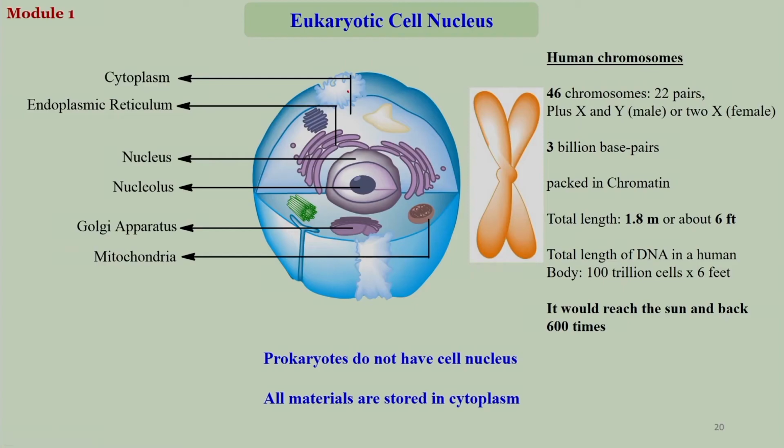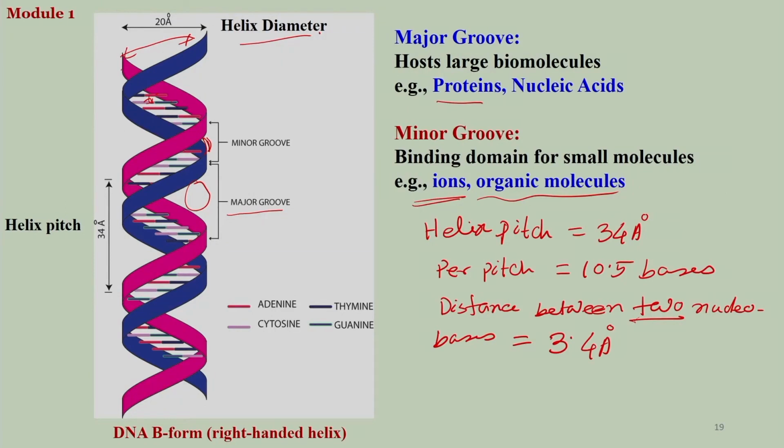The space is called chromatin. This is how a human chromosome looks like. So, now some statistics. As I have said, the distance between two nucleobases is around 3.4 angstrom. Now, if you look at the human DNA, the total amount of chromosome: in every human cell, we have around 3 billion base pairs.